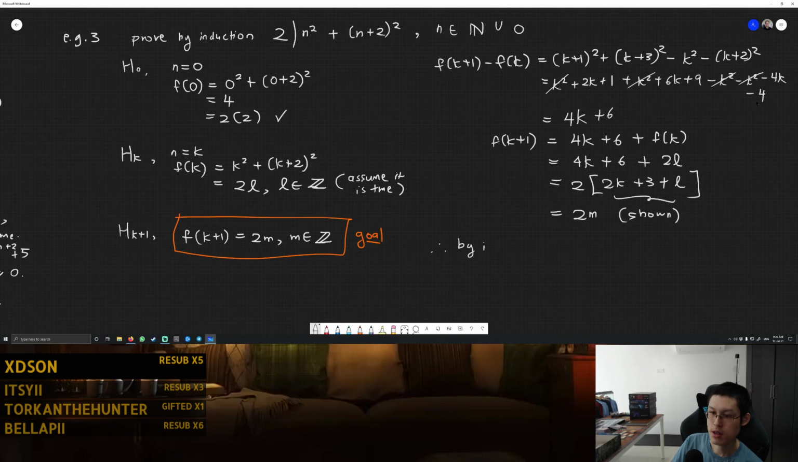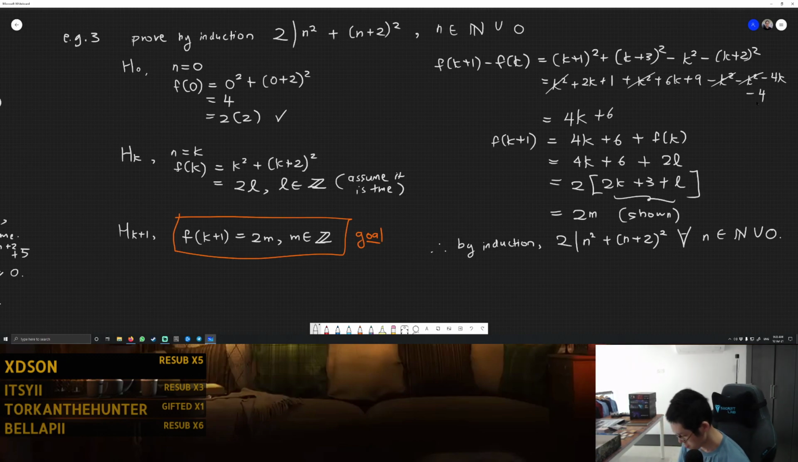by induction, this function n squared plus n plus 2 squared is in fact divisible by 2 for all values of n, such that n is a natural number, including 0. Ta-da! Done. Okay. Let's do one last example involving divisibility.